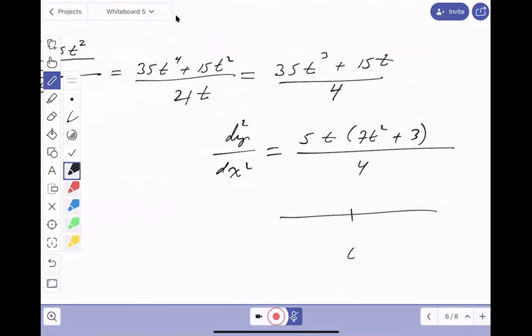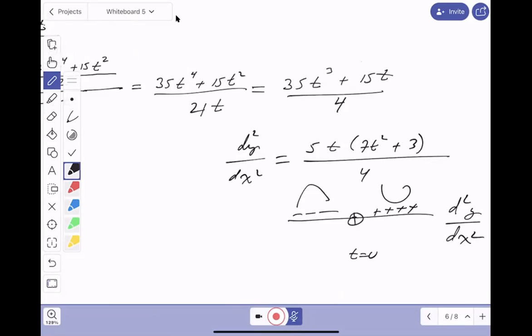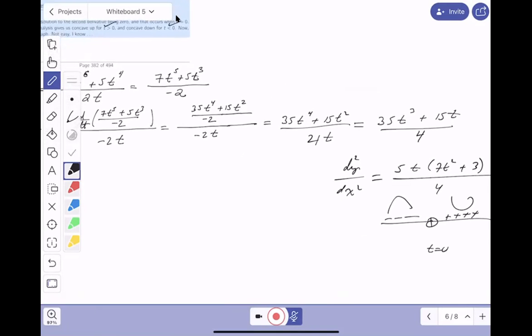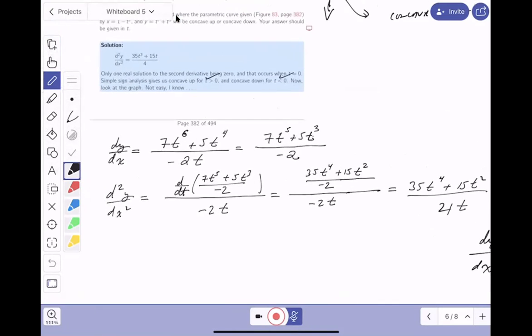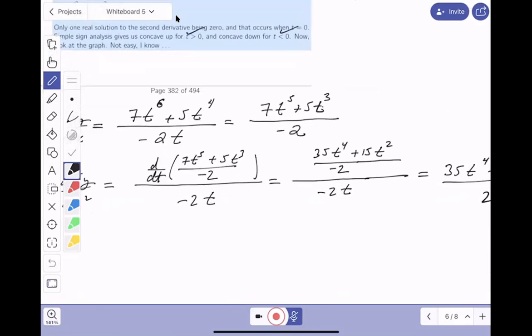This is t. t equals 0 right over here. And this is the second derivative being analyzed now, and it only has one zero in it. Plug in a positive number, that's positive, concave up. If you take a number below t equals 0, like a negative number, concave down. And that's what we found out before. We found it was concave up for t greater than 0, and concave down for t less than 0.